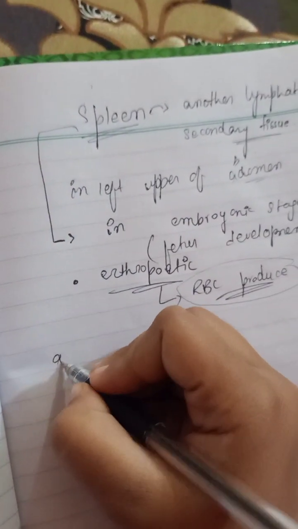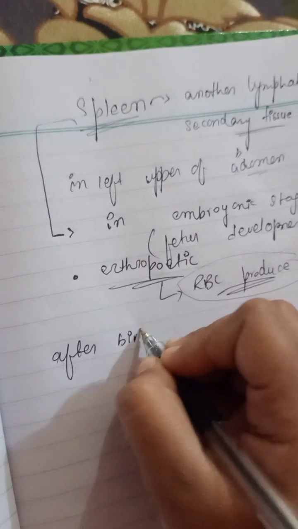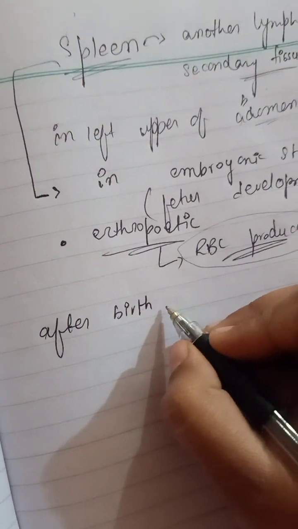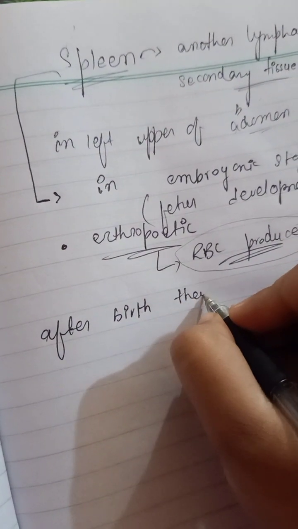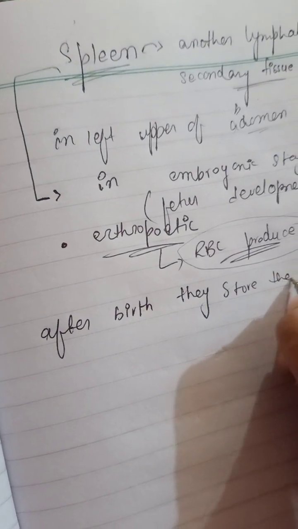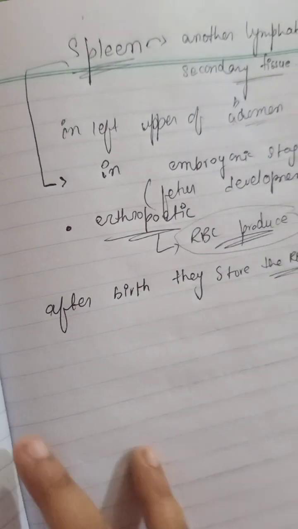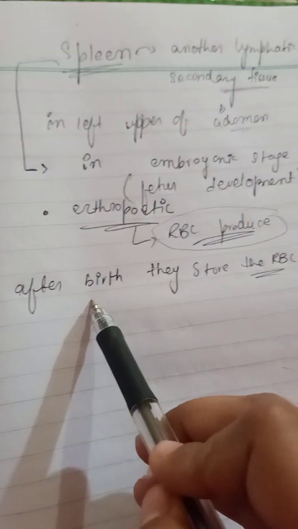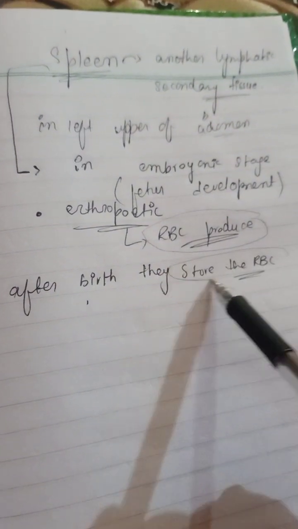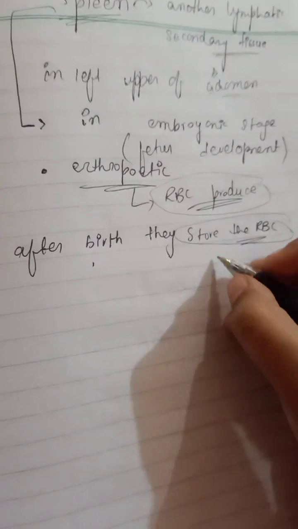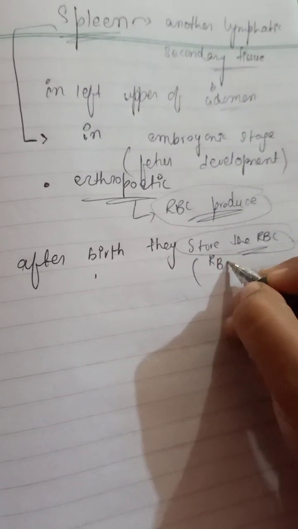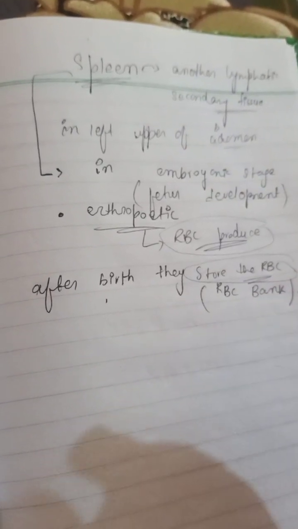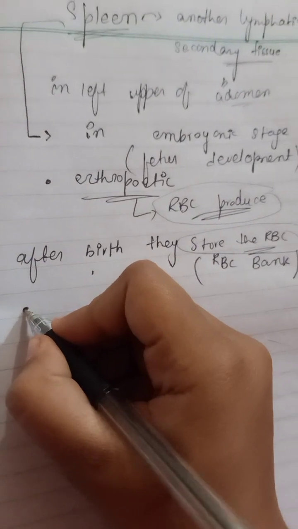Okay, and if we talk about after birth, the role of the spleen is to store the RBCs. After that, the RBCs are produced in the bone marrow, and after birth the spleen works for the storage of RBCs, so we also call it an RBC bank too.